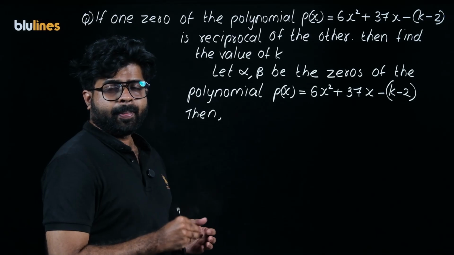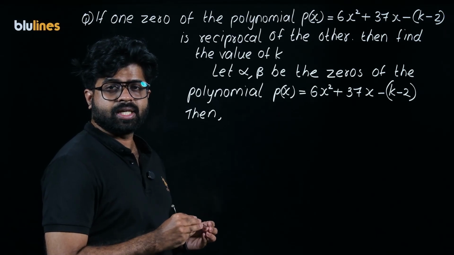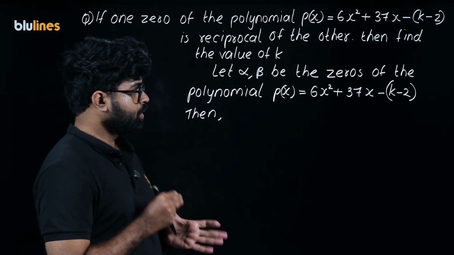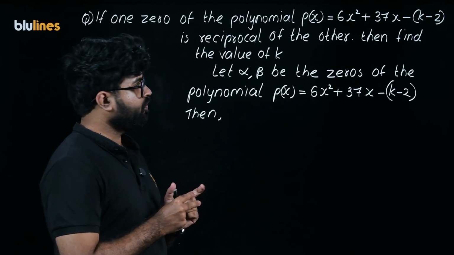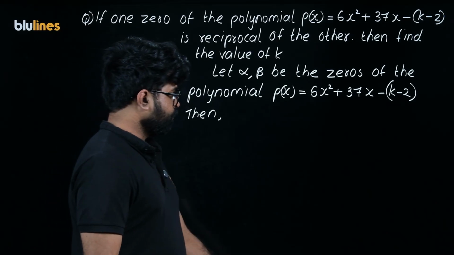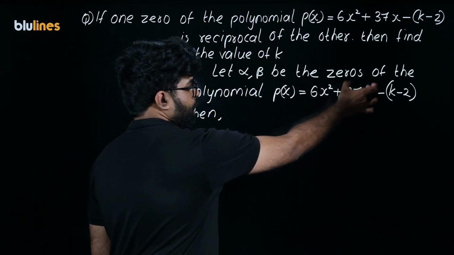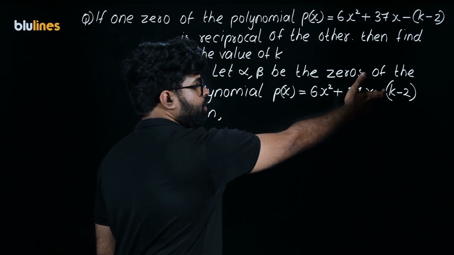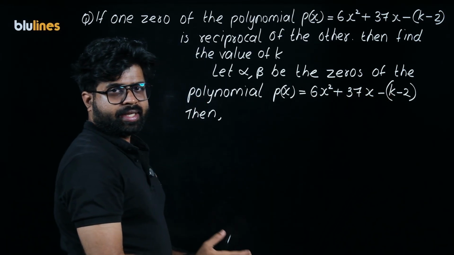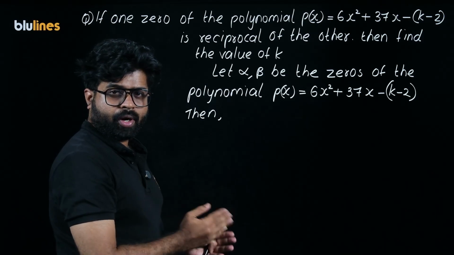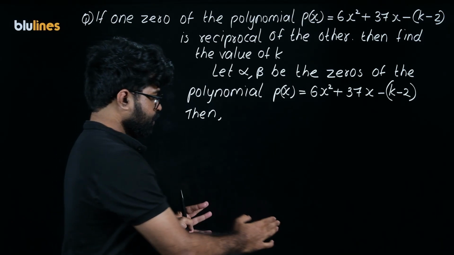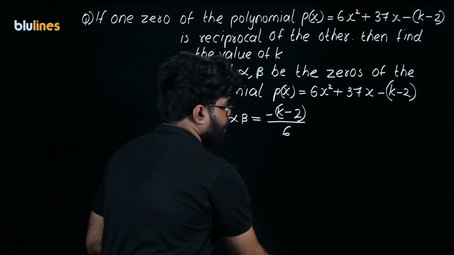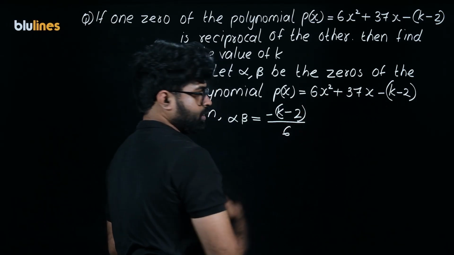We also know that the product of two roots gives us the constant term divided by the coefficient of x squared. So using these two logics, we can find the value of k. First of all, the coefficient of x squared is 6, and the constant term is minus k minus 2. So the product of roots, alpha beta, is equal to minus k minus 2 upon 6.